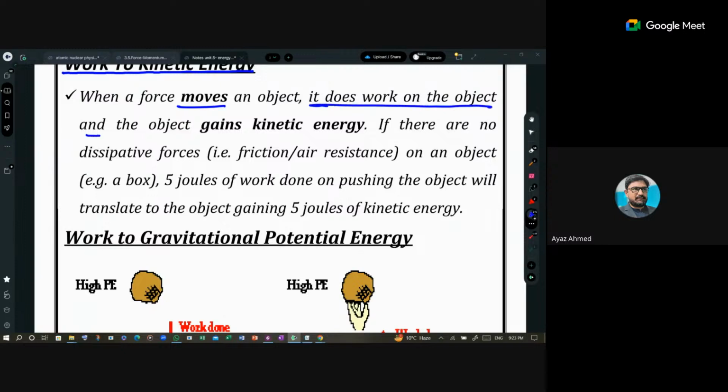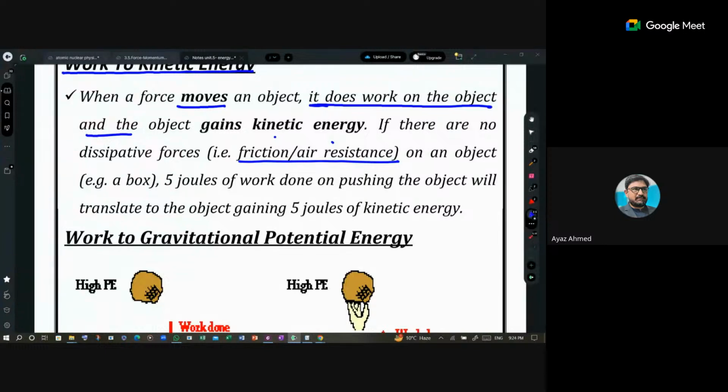When we do work on an object, it gains kinetic energy. I mean, gaining kinetic energy means we are going to speed it up. So it is speeding up, right? When we speed up the body, we are providing it energy, if there are no dissipative forces, I mean friction or air resistance on the object.